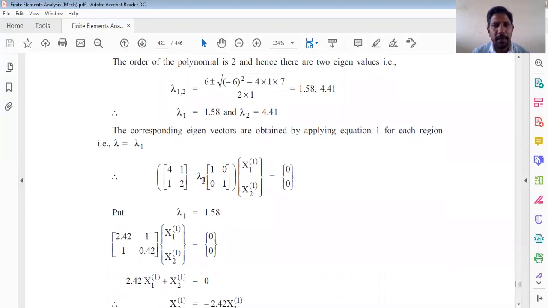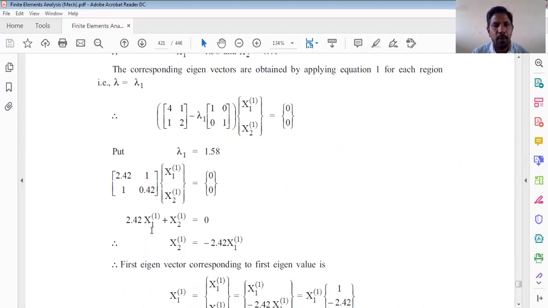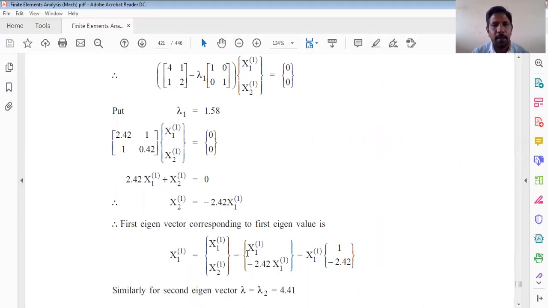First of all, we will substitute the lambda 1 value. When you substitute lambda 1, it comes out to be 2.42, 1.42, x1, x2 is equals to 0, 0. We want to obtain the eigenvector corresponding to the first eigenvalue. Therefore, it comes out to be 2.42 x1 of 1, because we are finding the first modal shape, plus x2 of 1 is equals to 0. From this, x2 comes out to be minus 2.42 of x1. So the value of x1 is considered as unity, and the value of x2 in the first mode shape comes out to be minus 2.42.